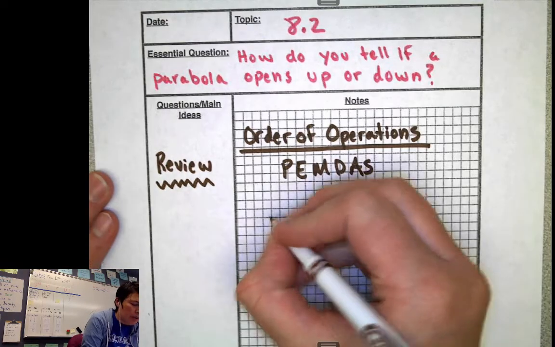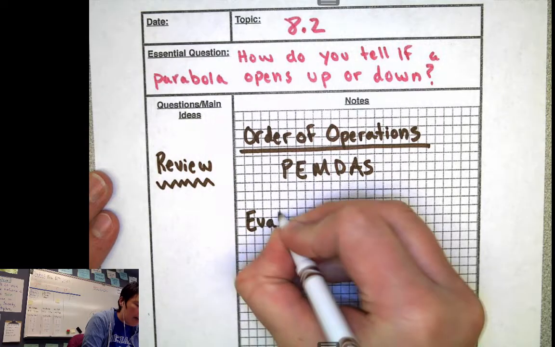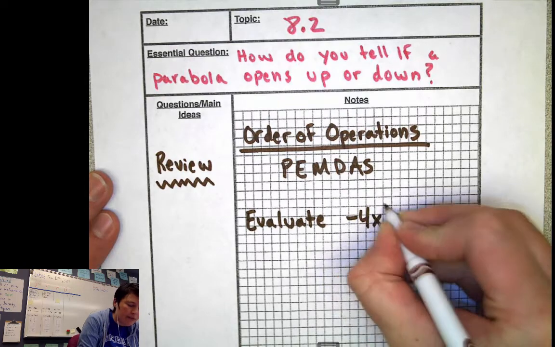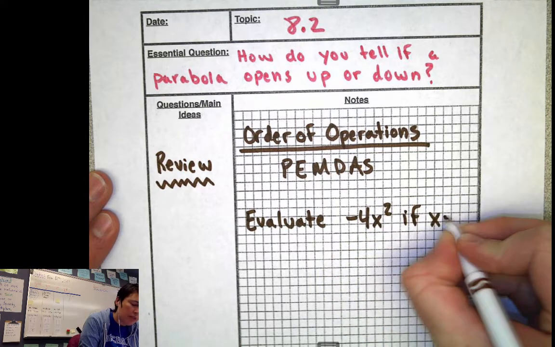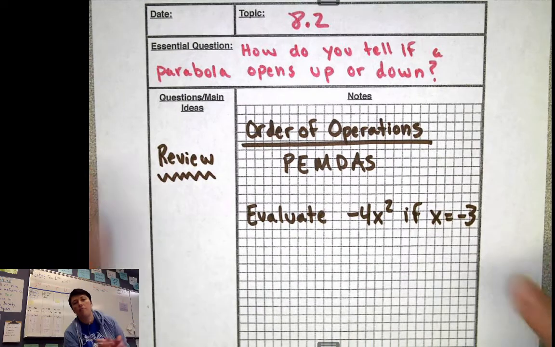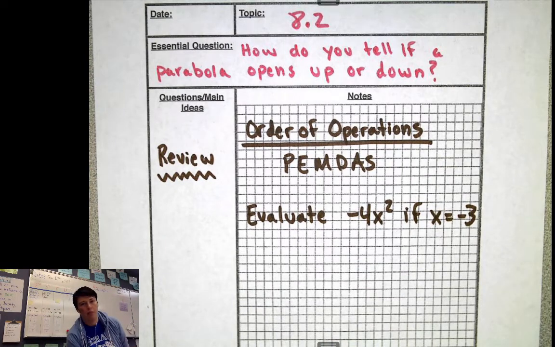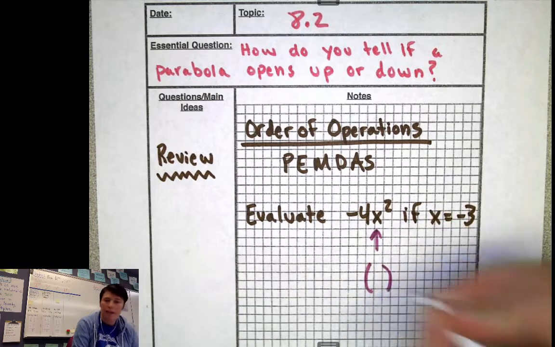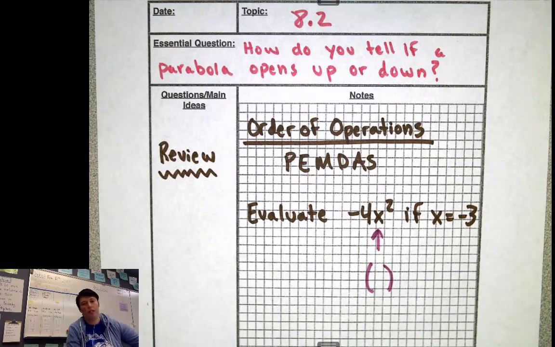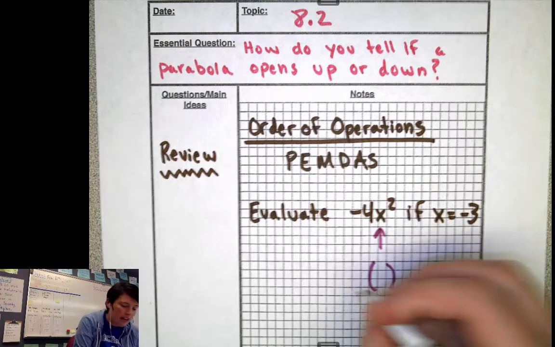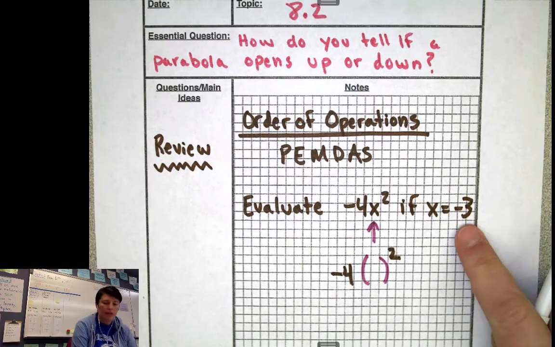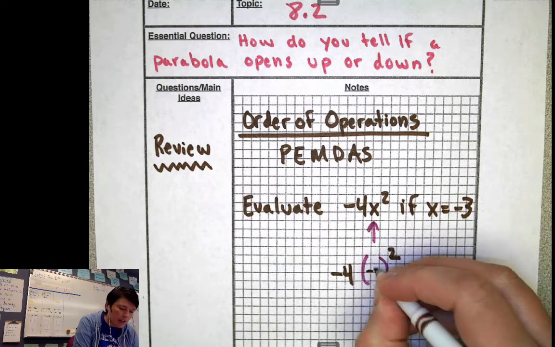So here is a quick review. If I told you to evaluate negative 4x squared if x equals negative 3, order of operations is going to be crucial in a problem like this. The reason is that you're going to replace the x with a blank, but you're still going to have everything on the outside. So if it's negative 4x squared, it's going to be negative 4 blank squared. And inside that blank, we're evaluating negative 3. So we're going to be putting a negative 3.